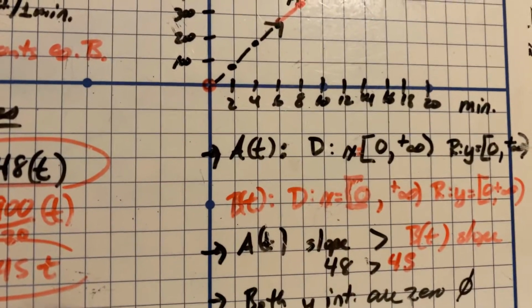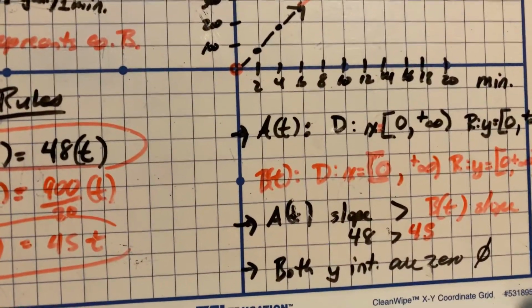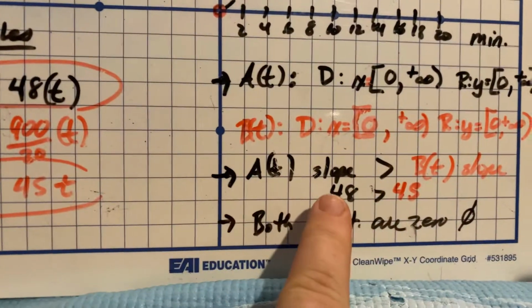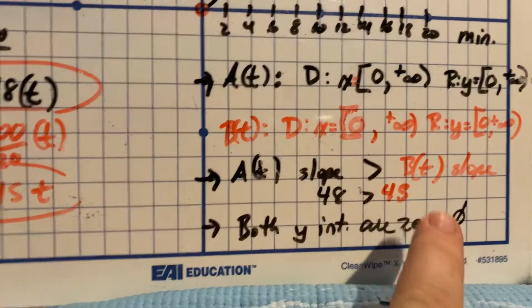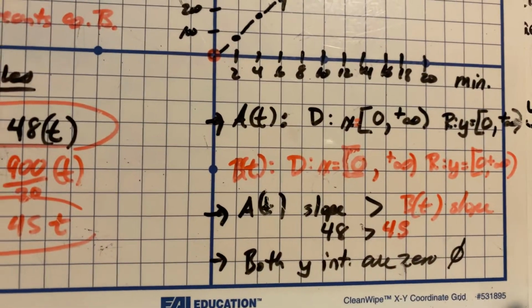Now what can we say about their slopes? The slope of A of T is 48 gallons per minute as opposed to B of T, which is 45. 48 is more than 45. 48 gallons per minute is greater than 45.